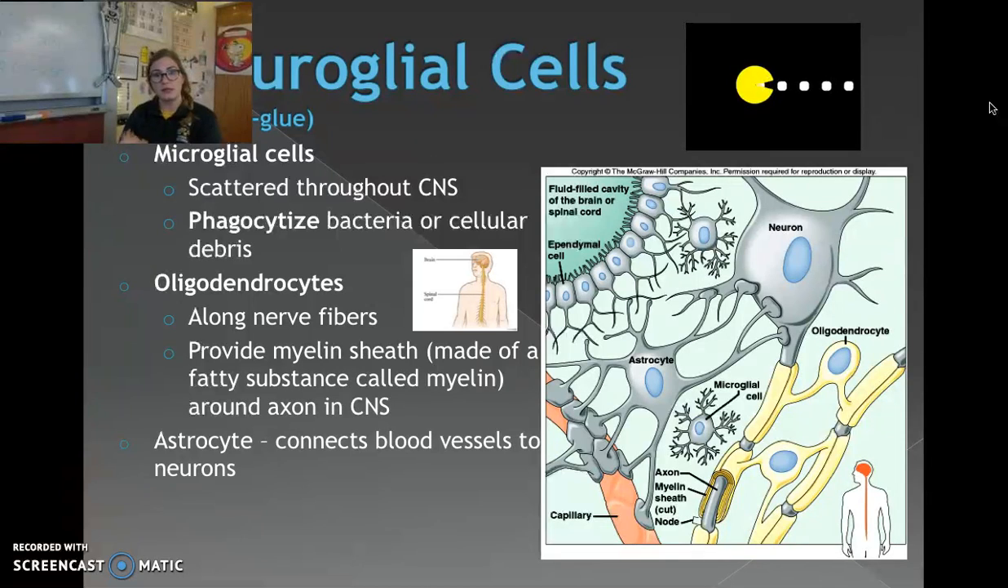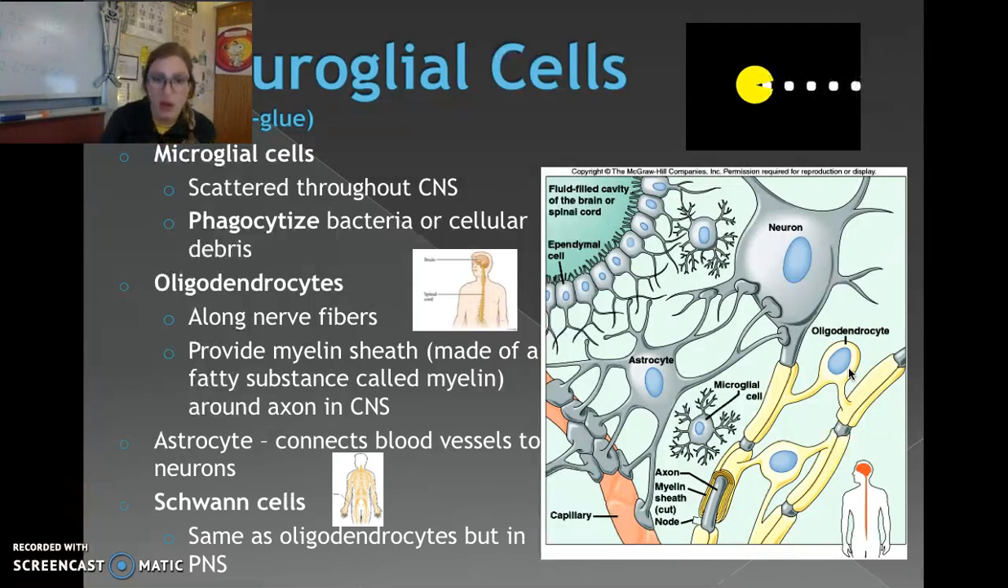Astrocytes, they kind of look like stars, but they are what connect the blood vessels to the neurons to help the neurons get a lot of those nutrients that they need. So the astrocyte, we can find it right here. Microglial cell, it's responsible for phagocytizing bacteria and cellular debris. And then oligodendrocytes secrete the myelin sheath in the central nervous system. That's really important because our last little guy is the Schwann cell. Does the same exact thing as the oligodendrocyte, but is found within the peripheral nervous system.